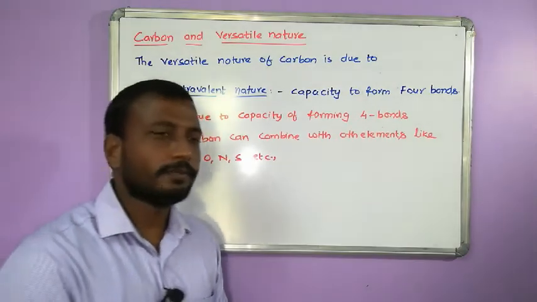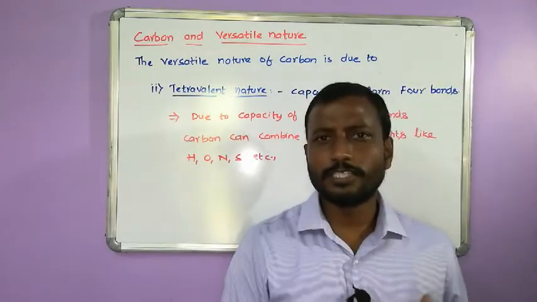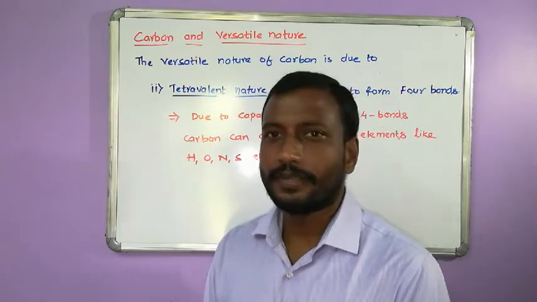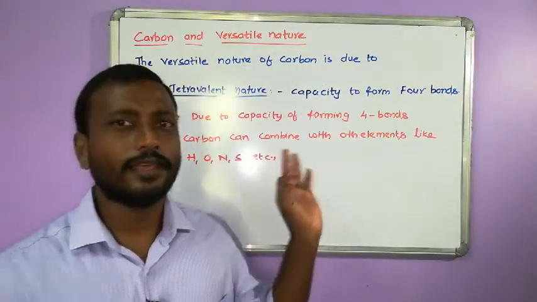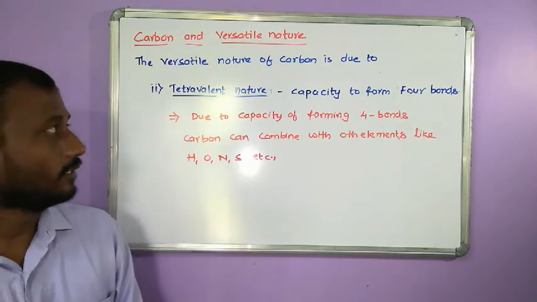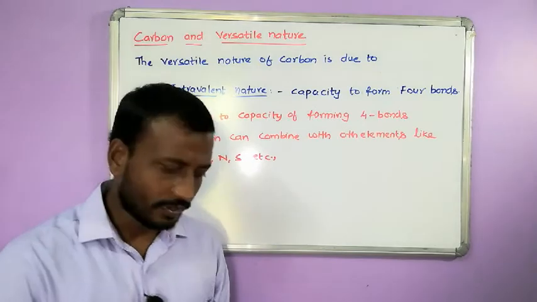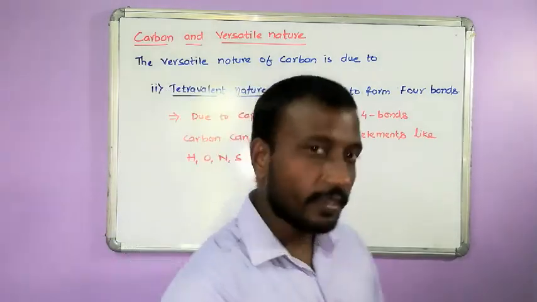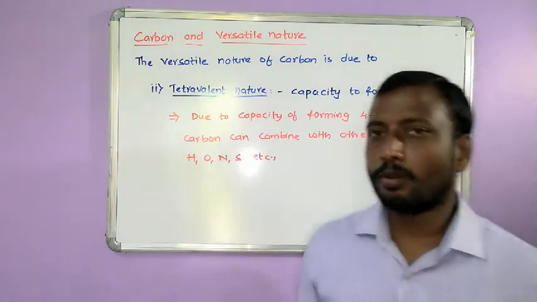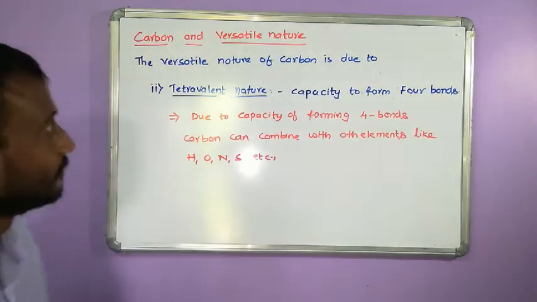So other than carbon, sulfur is also going to exhibit a catenation tendency, but the catenation tendency in sulfur is very much less than carbon. Okay guys, so this is the topic regarding versatile nature of carbon. Then the next one we are going to discuss in line is allotropes. Allotropes of carbon.